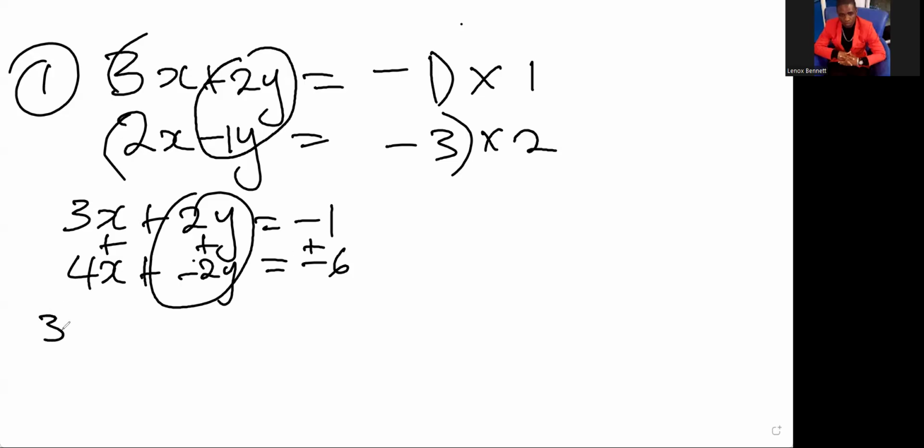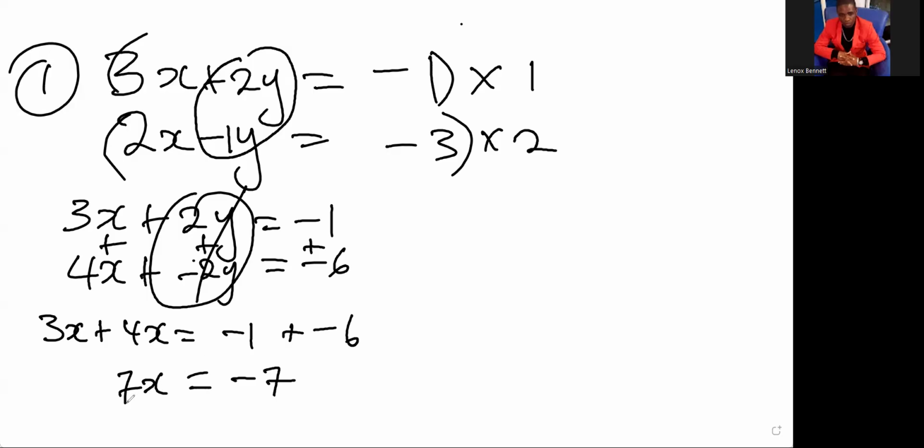So it's going to be 3x plus 4x equals negative 1 plus negative 6. Remember, the y terms become 0. Both of them are negative, so that's negative 7. And then, of course, we divide by positive 7. So therefore, x is equal to minus 1.